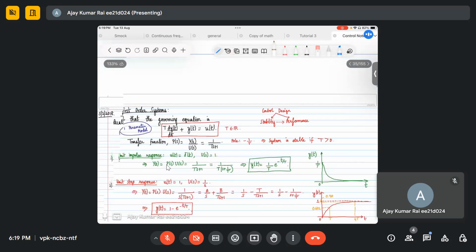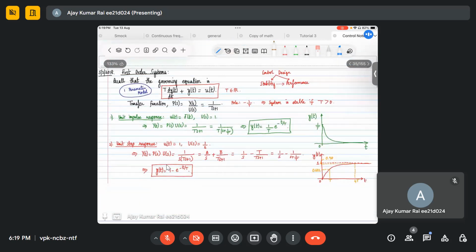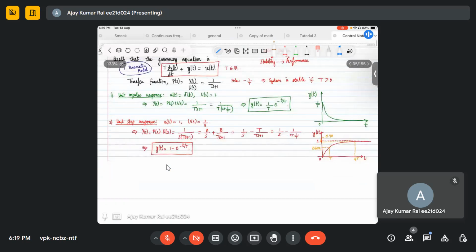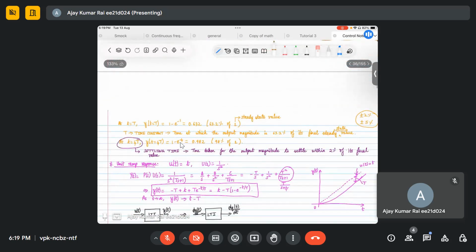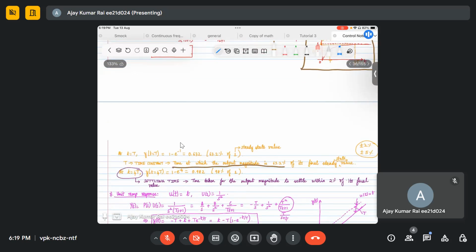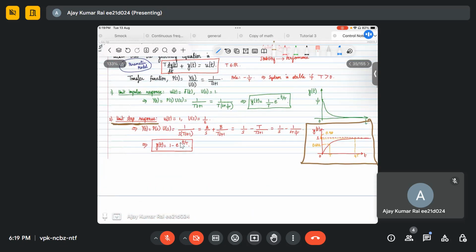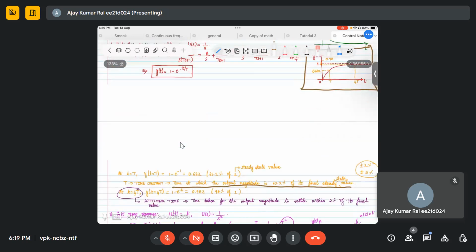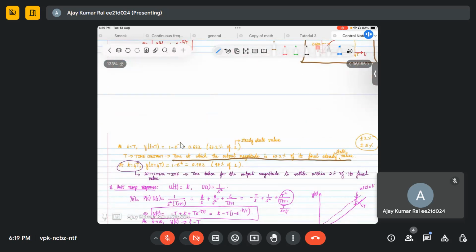We have derived its response for various inputs, but we are mostly interested in the unit step response, because we want to find different parameters of this response. One is called the time constant. What is the time constant? It is the time at which the output magnitude is 63.2% of its final value. Here the final value is equal to 1, but it can be anything. Within one time constant, your output magnitude is 63.2%.